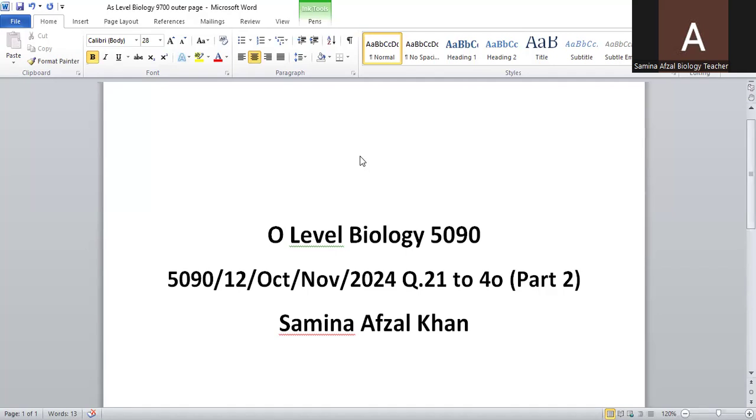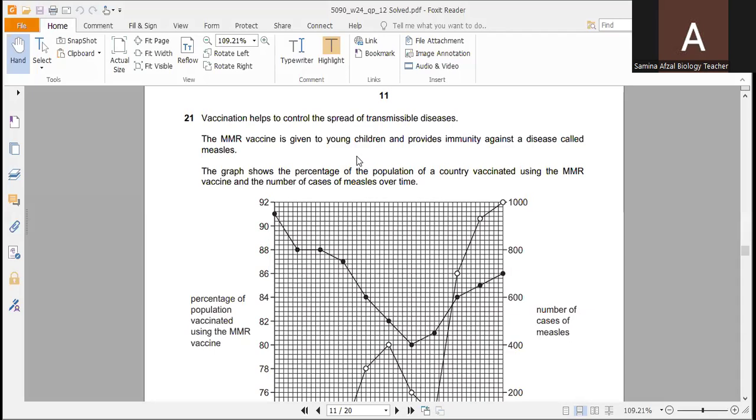Vaccination helps to control the spread of transmissible diseases. The MMR vaccine is given to young children and provides immunity against a disease called measles. The graph shows the percentage of the population of a country vaccinated using the MMR vaccine and the number of cases of measles over time. So they have given two curves. According to these two curves, the data has been shown.